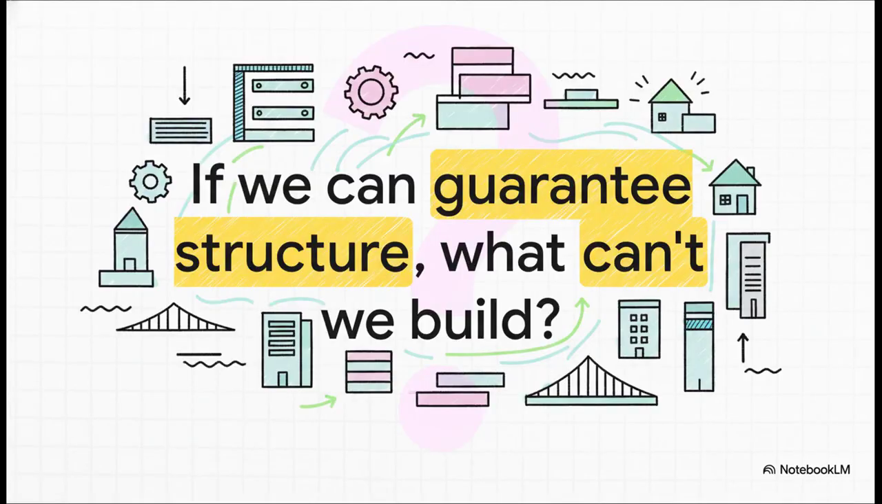And that brings us right to our final thought. For years, the unreliability of LLM output has been a huge blocker, a deal breaker, really. But now that we can guarantee structure at the most fundamental level, it just opens up a whole new frontier. So I'm going to leave you with this question. If we can finally build that reliable bridge between language and code, what can't we build?